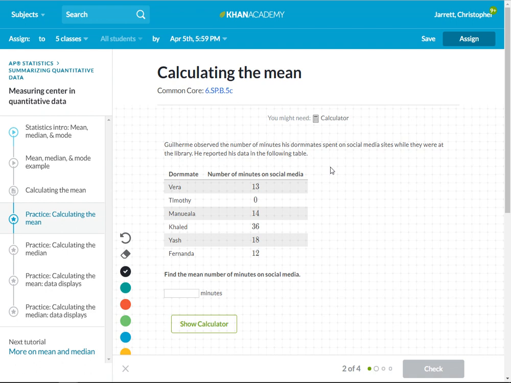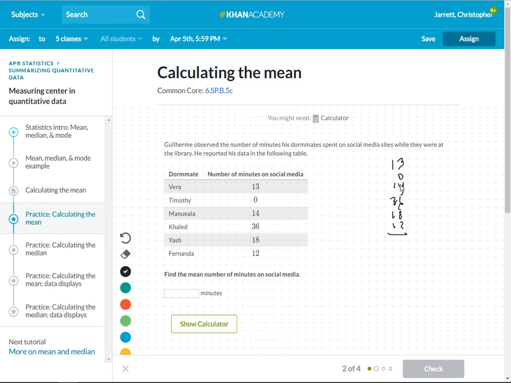So here, Guilherme observed the number of minutes his dorm mates spent on social media sites while they were at the library. He reported his data on the following table. So we have 13, 0, 14, 36, 18, and 12. We don't like to write on the original problem. We're going to find the mean number of minutes. So 13 plus 0 plus 14 plus 36 plus 18 plus 12.